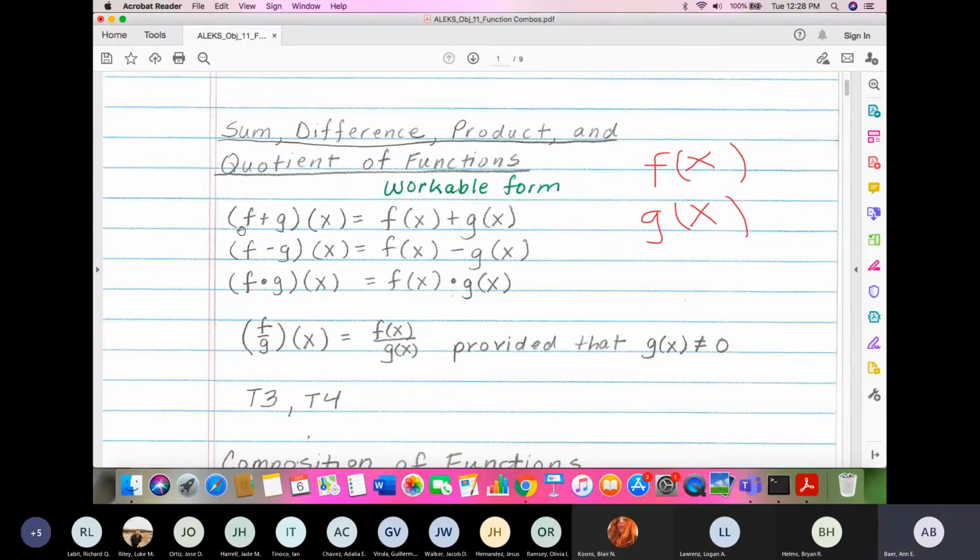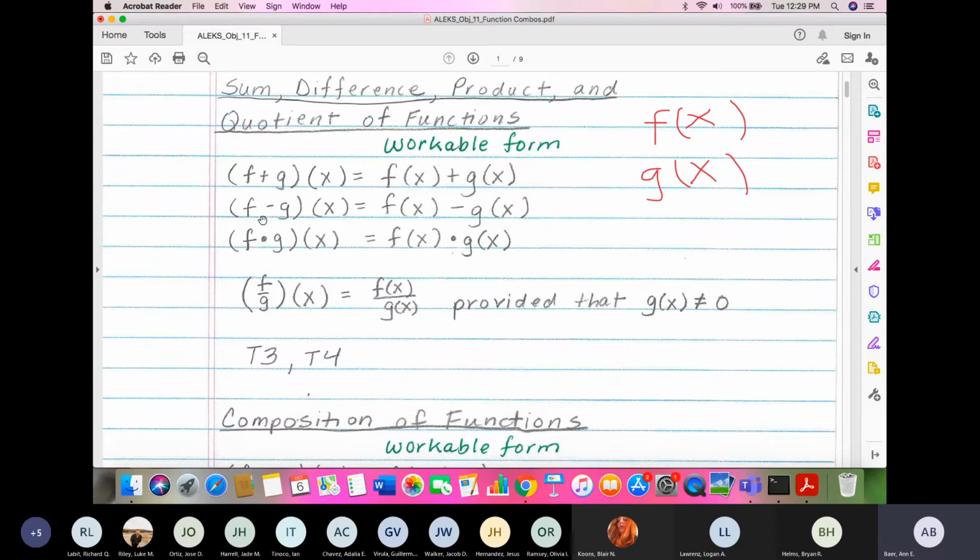So for this one, if I'm going to write down an F or a G, I want to write an X right after it. So for this, I want to do F of what? F of X. It's the only possibility. So F of X, plus sign, G of what? G of X. So that's workable form. Subtraction, same way. F of what? X. Minus sign in between. G of what? G of X.